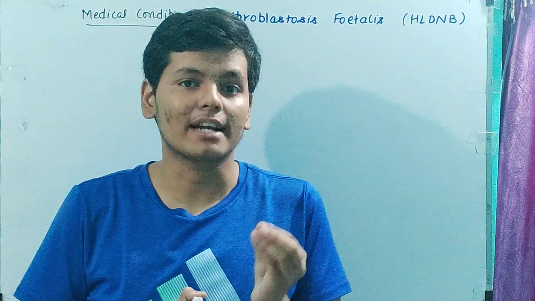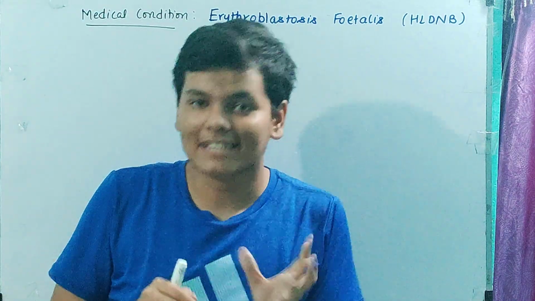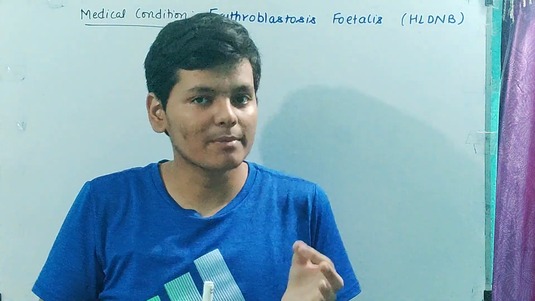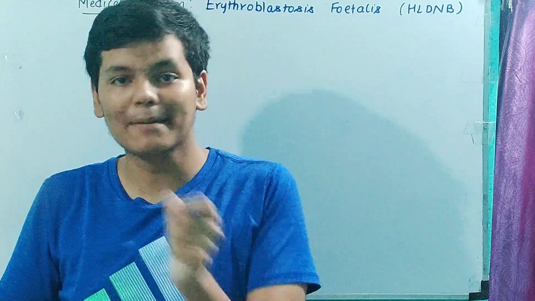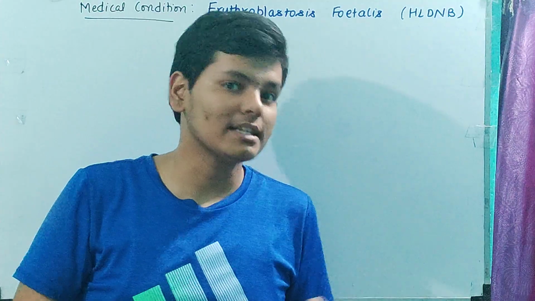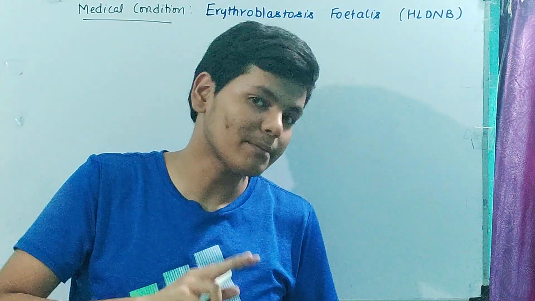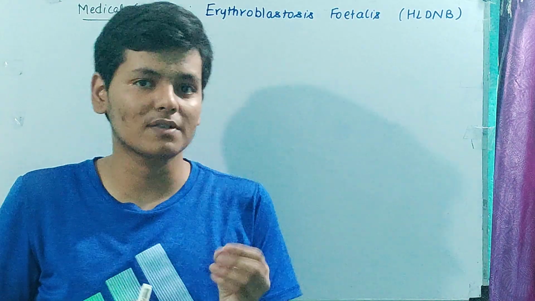So today we are going to discuss a medical condition that is known as Erythroblastosis Foetalis. Now, to understand this condition, we have to understand what happens in it. There are usually some cases of people who have a problem in their second pregnancy. In the first pregnancy, there is no problem and the child is delivered successfully. But during the second pregnancy, there is some issue because of which the fetus dies.